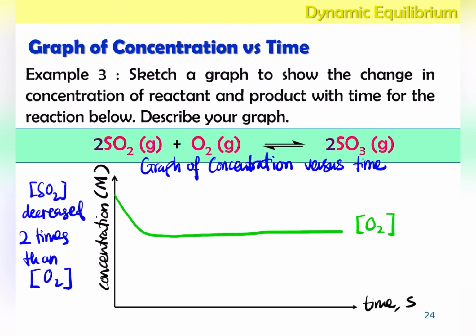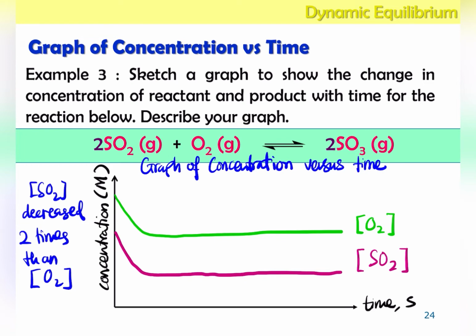The next one, let's try for SO2. As we know, the concentration of SO2 decreases 2 times than oxygen. So, of course, the line will be below here. So I'm going to take from any point. For example, I take it from here and then it will go down and then keep constant. So this is the line for the concentration of SO2. As you see here, the concentration of SO2 decreases 2 times compared to O2. So settle for the reactant side.